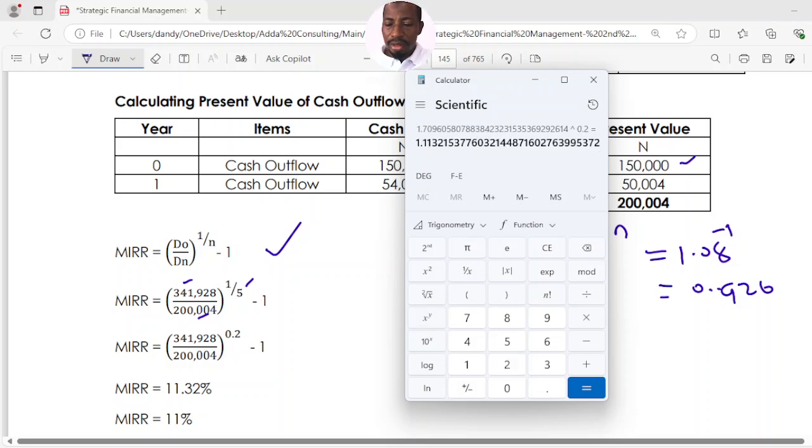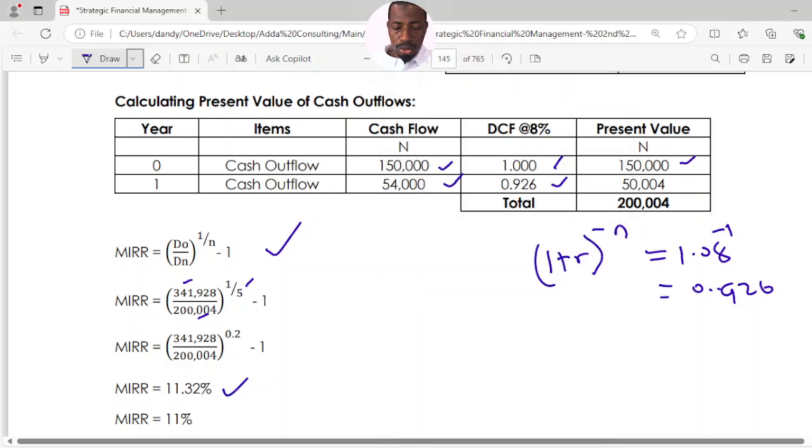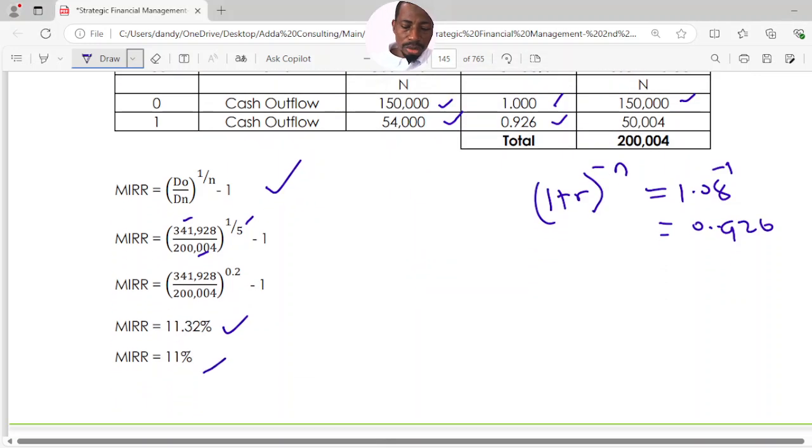That's 1.1132, whatever, then minus 1 equal, multiply by 100% equal, that's 11.32. That's how we got this 11.32. You can round your number to 11%. This is how to calculate modified internal rate of return using terminal value method. So if I want to use present value method, I will still get the same answer.